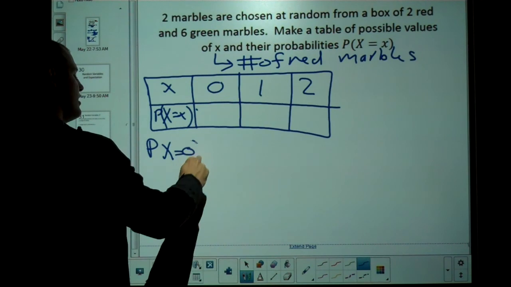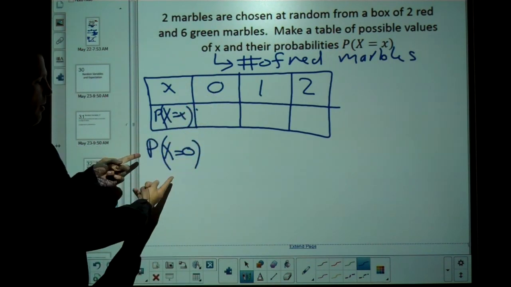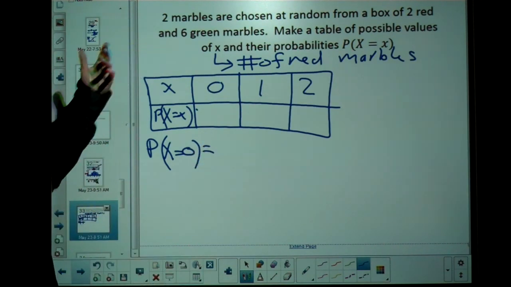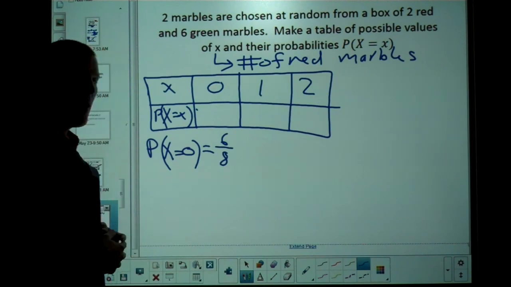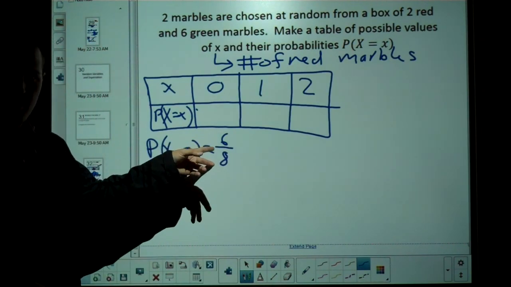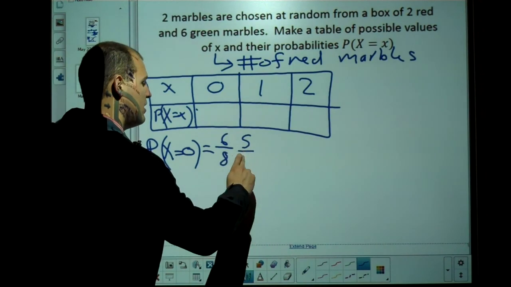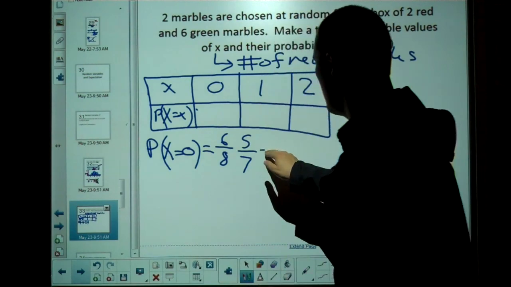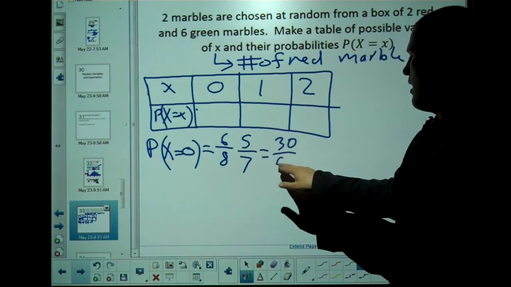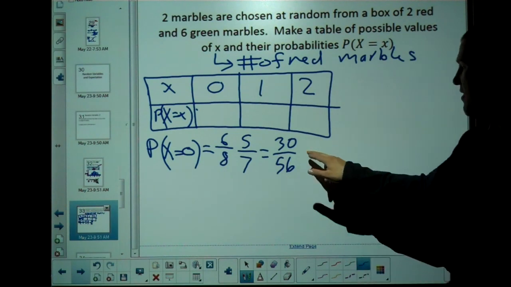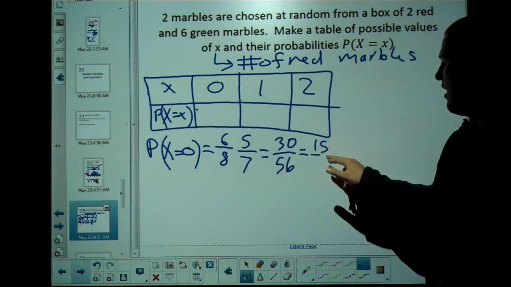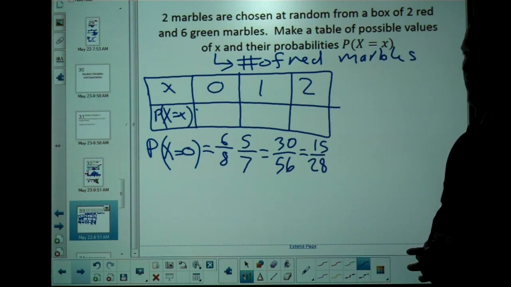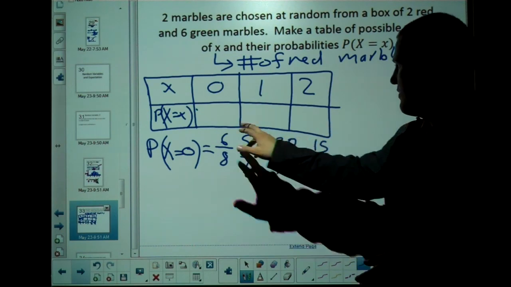The probability that x is 0. So what would I have to do? I'd have to reach in and pull out a green. Well, there's 6 greens out of the 8. And when I grab for the second one, there's not going to be 6 greens anymore. There's going to be 5, and there's only 7. This is a without replacement situation. Let's multiply those together and see what we get. Looks like we get 30 out of 56. Should probably simplify that down. So it looks like that goes to 15 over 28? Ooh, if I get that wrong, you better help me out. So that's 28. I'm not sure if that simplifies right now, so I'm going to leave that as 15 over 28.